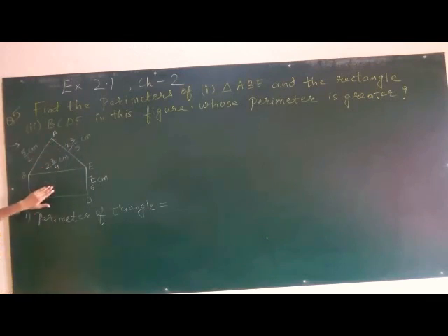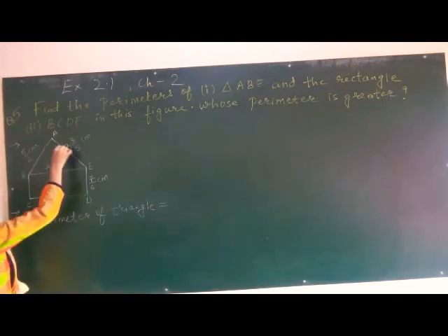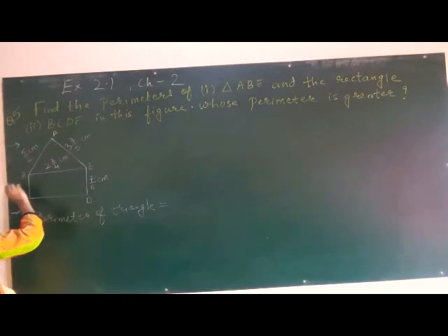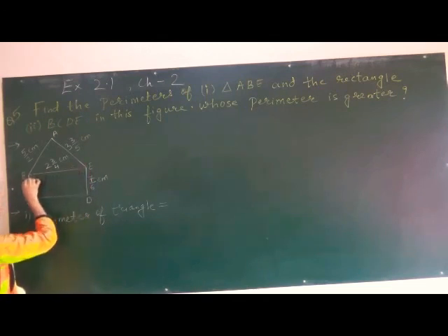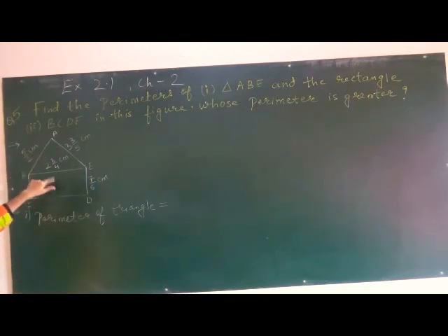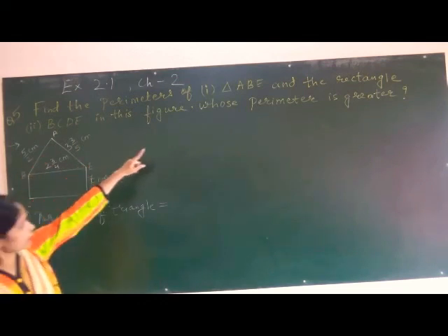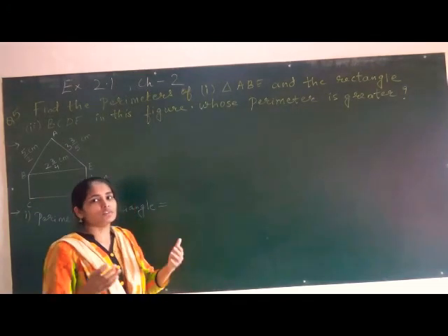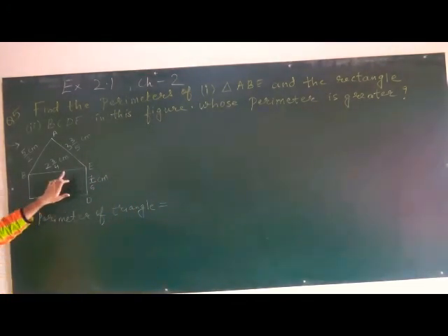As you can see in the figure, a triangle is given, this triangle ABE, and a rectangle is given, BCDE, this is your rectangle. Now we will find the perimeter of the triangle and the perimeter of the rectangle. Then they are asking whose perimeter is greater. After we get the answers of the perimeters, we will compare whose perimeter is greater. So let us start. First we will find the perimeter of this triangle ABE.